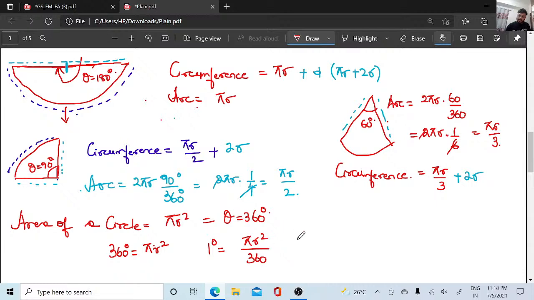So if I find out the value for theta, this will be pi r square by 360 degrees into theta. Yes or no? That is what we did here. For arc it is 2 pi r. For area it is going to be pi r square. So these are the whole concepts of a circle.